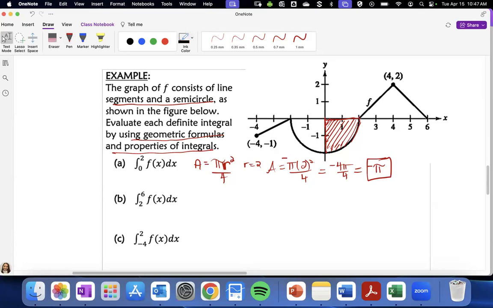All right. Letter B, from 2 to 6. All right, so we want this space here, right? What formula am I going to be using from that? Area is... and again, we're reminding ourselves, we know integral means area from 2 to 6. What shape is this? Triangle. So what's the area of a triangle? 1/2 BH. Okay. So you should know the area of a circle, area of a triangle.